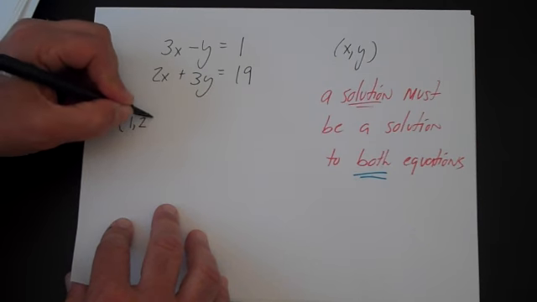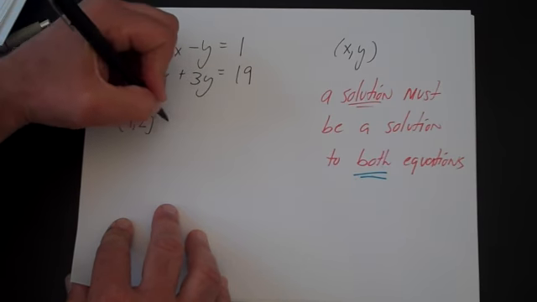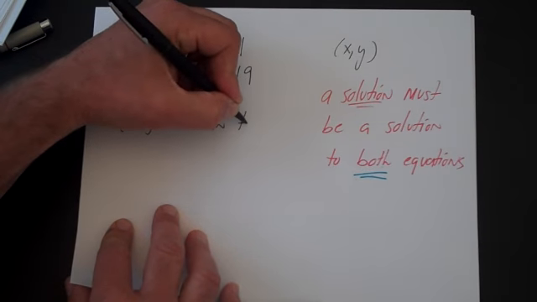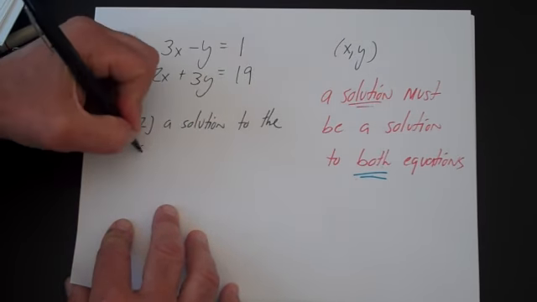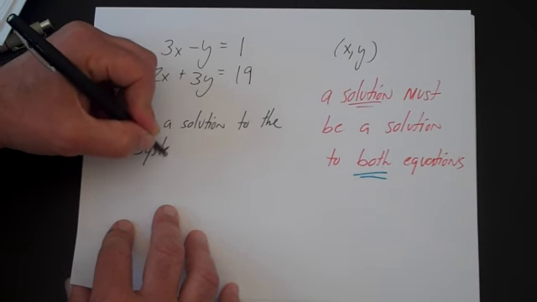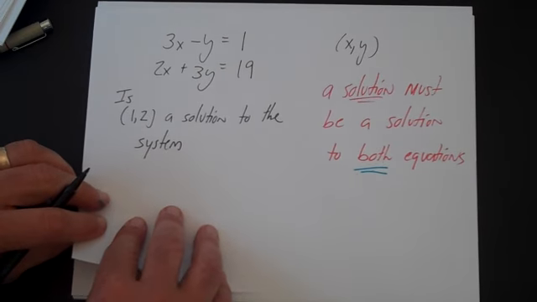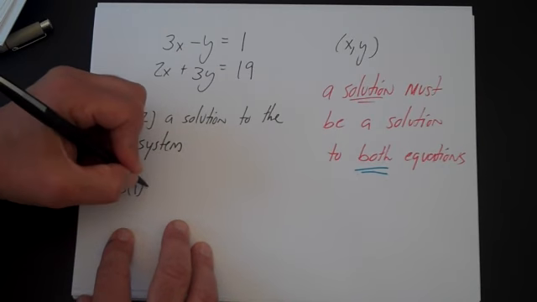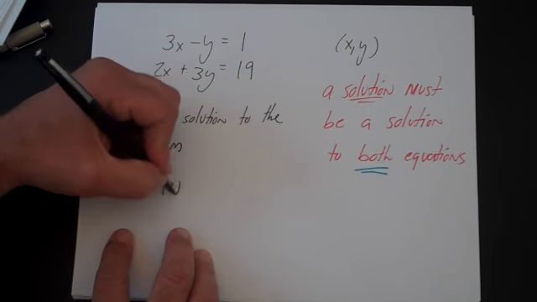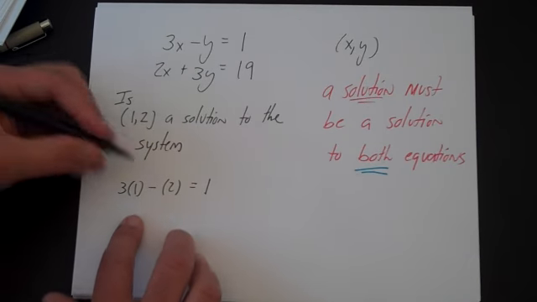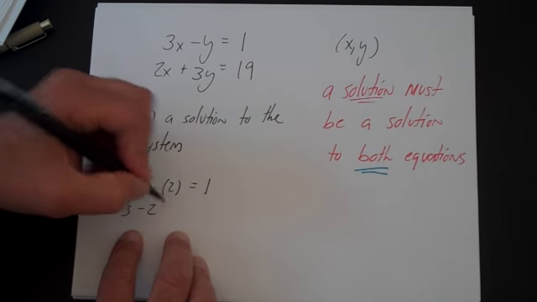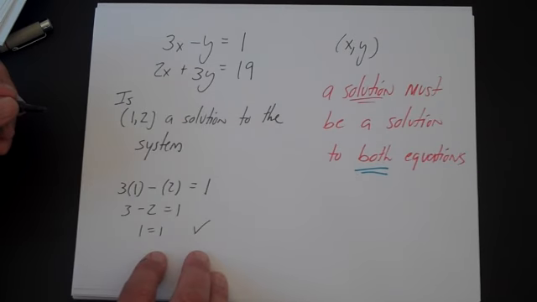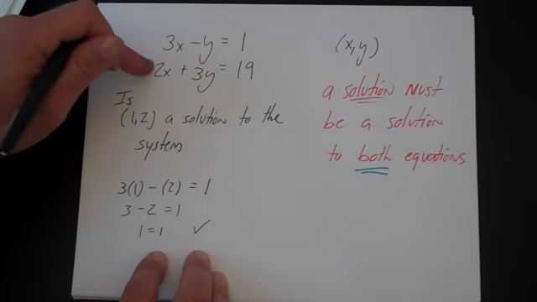Let's say, is (1, 2) a solution to the system? And what you do there is you first plug it into the first equation. So you go 3 times 1 minus 2 is equal to 1. And you simply check that. So that would be 3 minus 2 is 1, so it's 1 equals 1. So that checks.